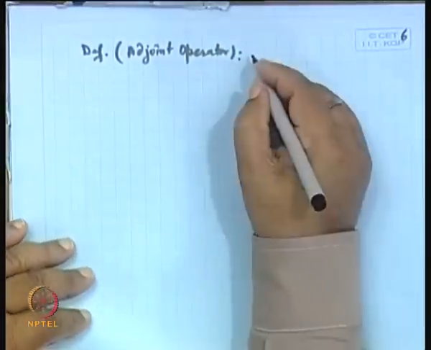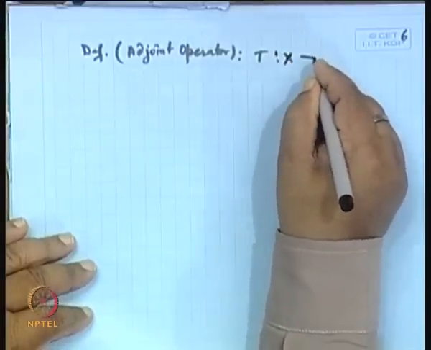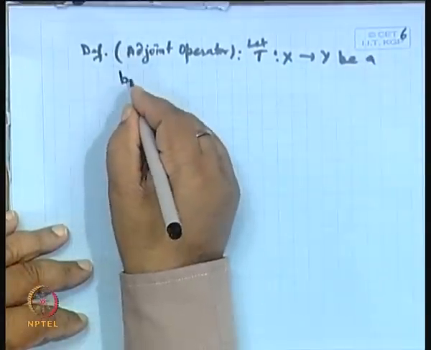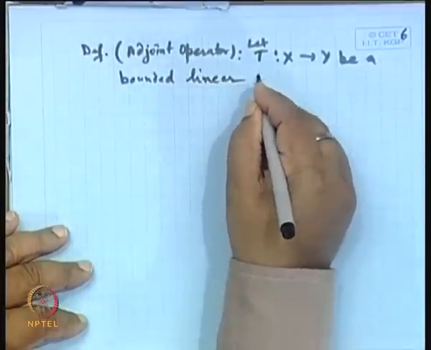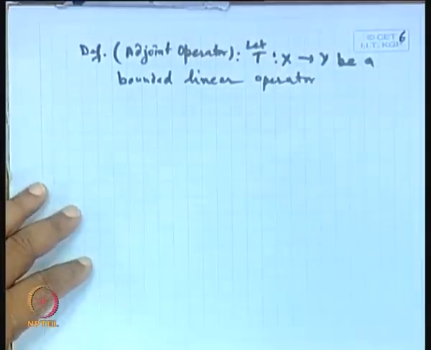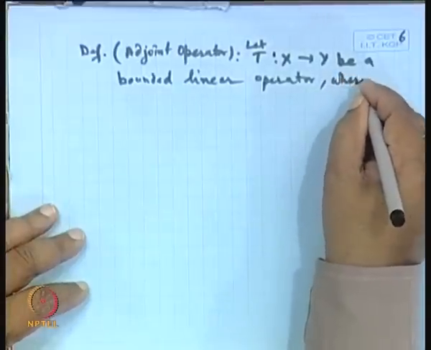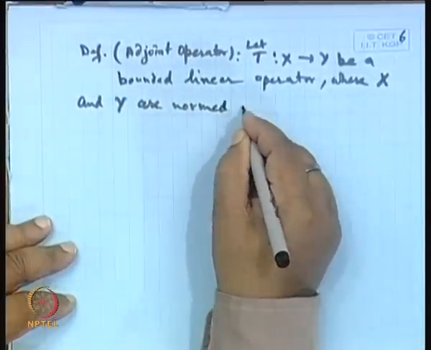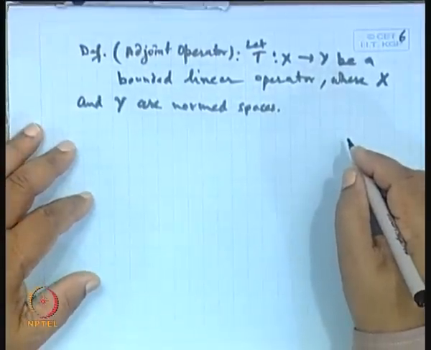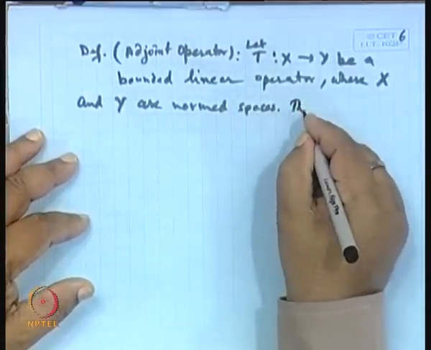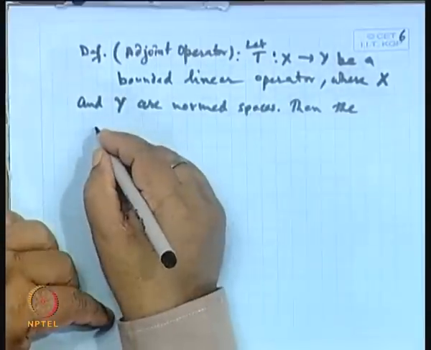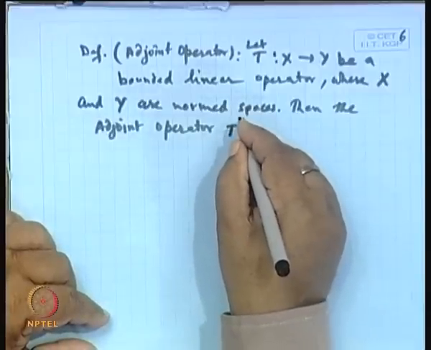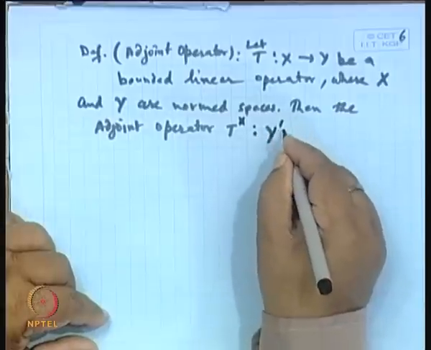Let T from X to Y be a bounded linear operator, where X and Y are normed spaces. Clear? Then the adjoint operator, denoted by T cross, is an operator from Y dash to X dash.